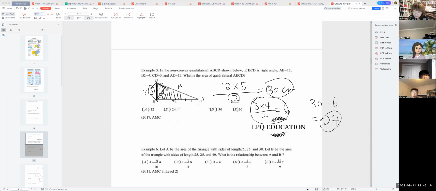So this is 5. So this is the base 12. So 12 times 5 divided by 2 equals 30. So 3 times 4 divided by 2 equals 6. So that's why the answer is 24 centimeters. So the answer is B.